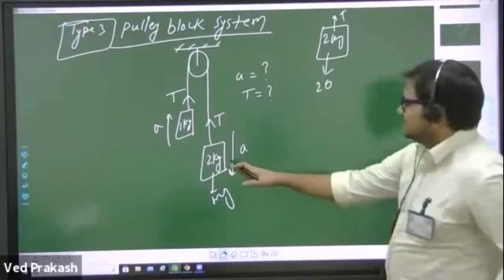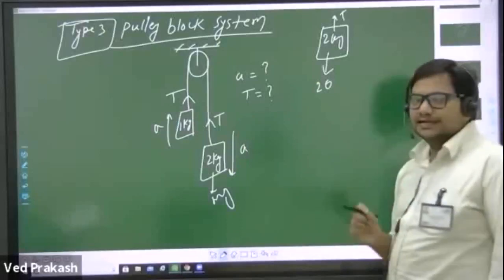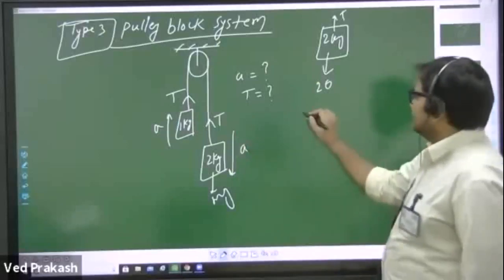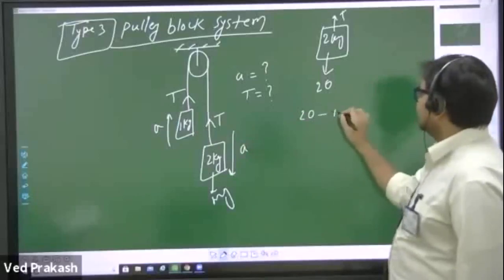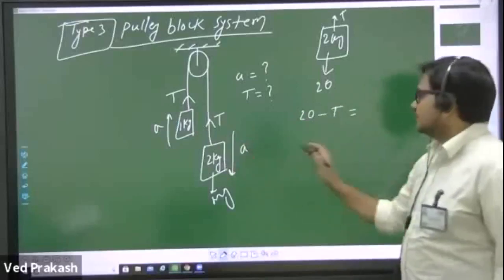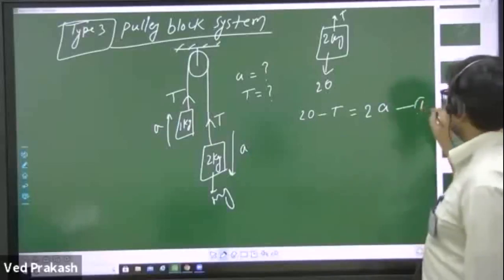Since this block is moving in the downward direction, the 20 Newton force is greater than T. So I will write Newton's law here: total force 20 minus T equals the mass of this object, 2, into its acceleration A. This is equation 1.